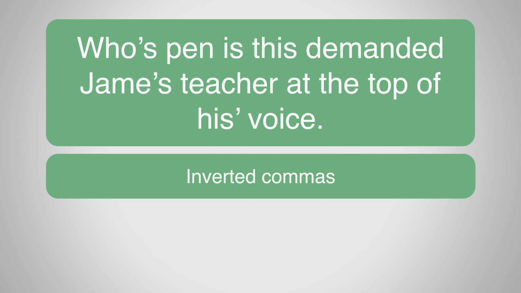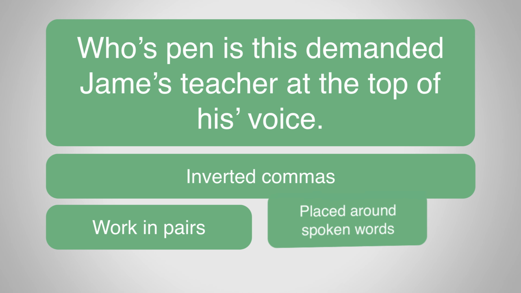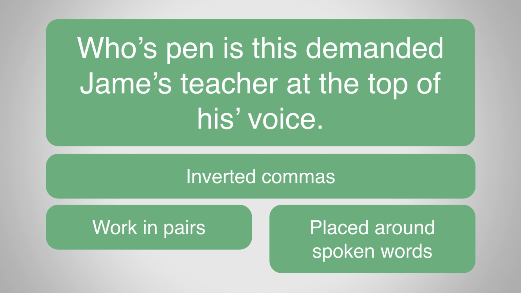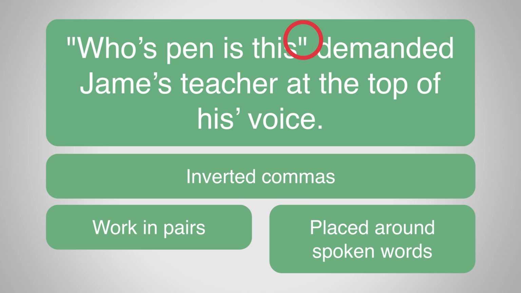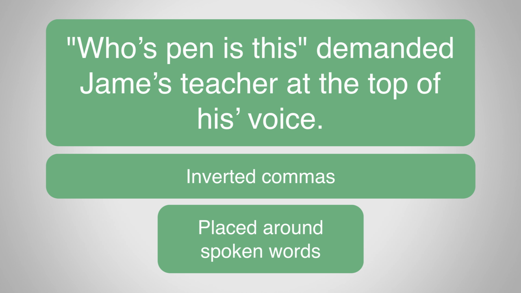Okay, let's start by adding some inverted commas. We know that these work in pairs and that they're placed around words that are spoken. So we'll put one here at the start of the dialogue and then here at the end. Let's double check that everything inside the speech was said. "Whose pen is this?" Perfect.